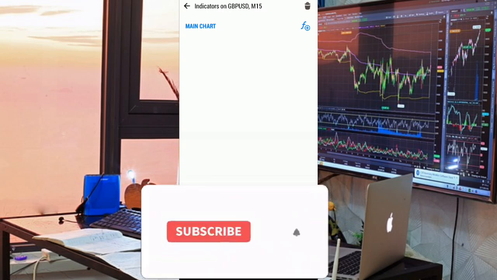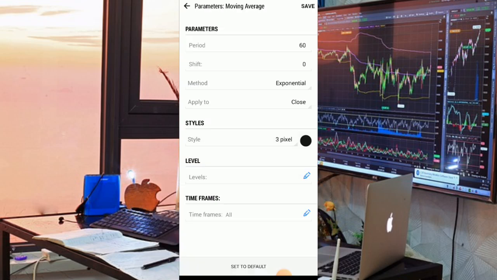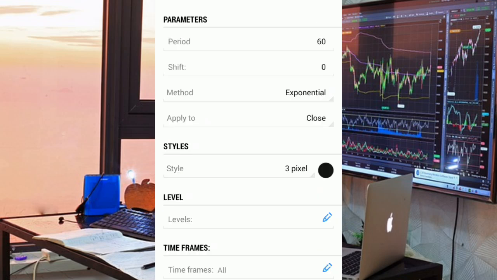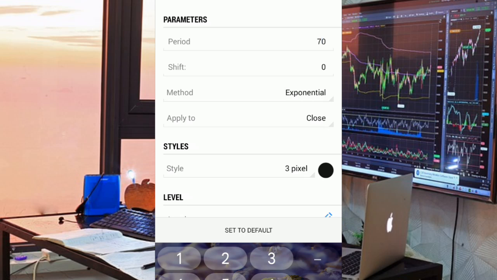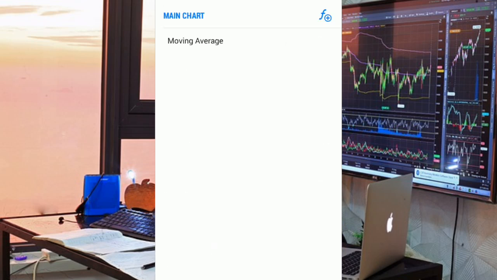So the first thing that I'm going to start with is coming to the main chart function, and I'm going to take the moving average. I'm going to enter period 70 on the moving average, then we're going to put it on method exponential, apply to close, then make it 3 pixel black and click save.